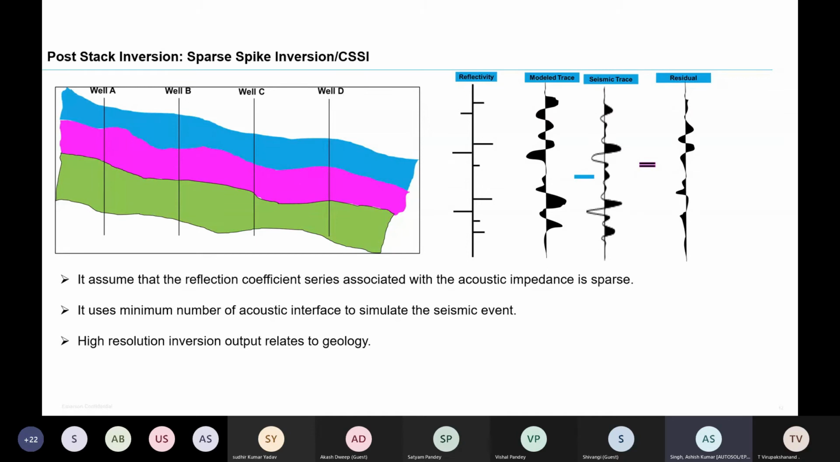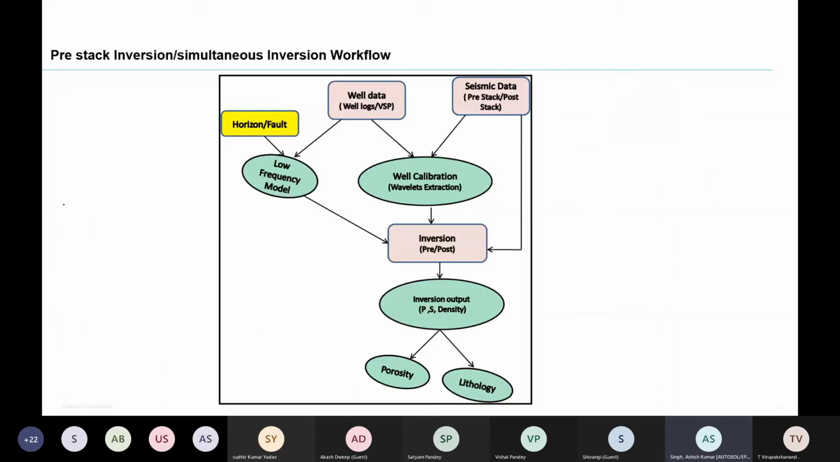So we have covered post-stack inversion, pre-stack inversion, color inversion, and sparse spike inversion. Now I will show you how you will do it. Actually, it's a very general workflow that I made. When you join a reputed company, you can change this workflow, no issue, but the general workflow is like this.